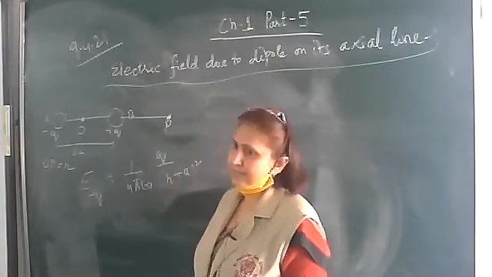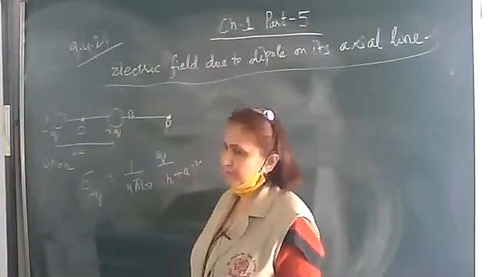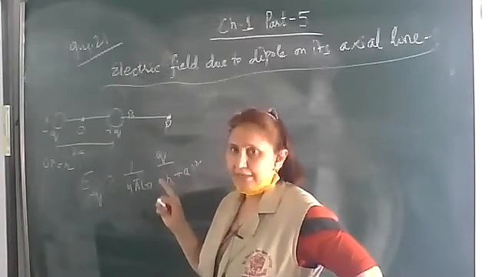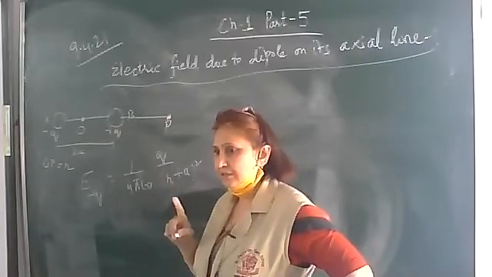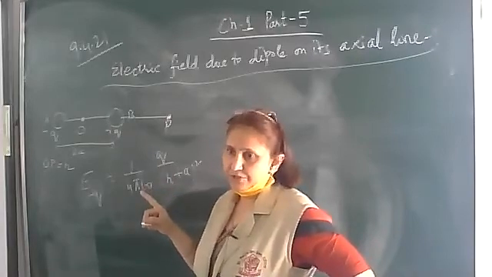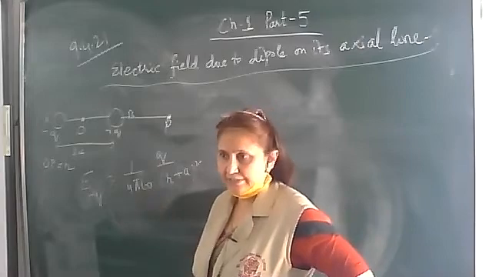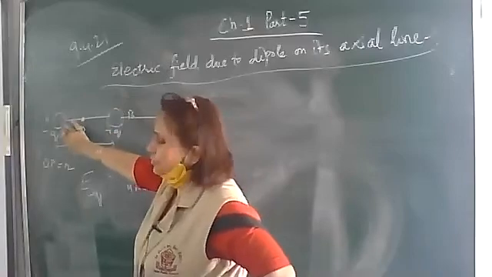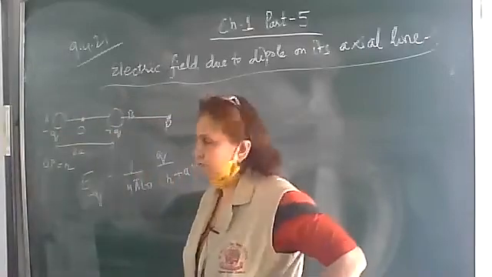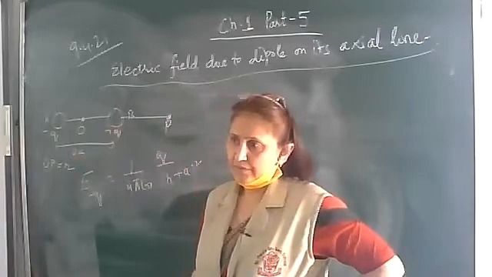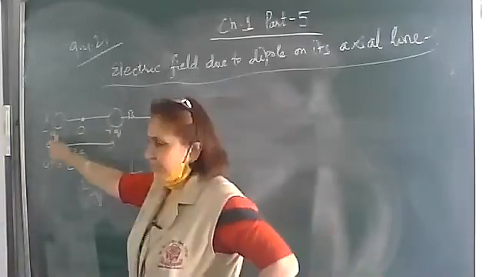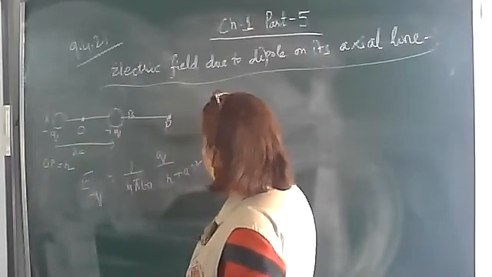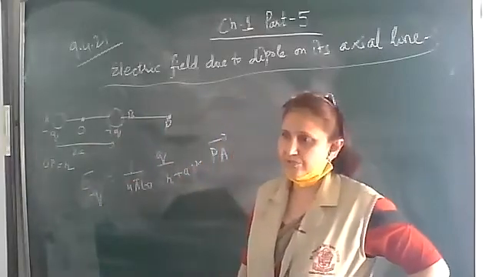Now tell me what is the direction of this electric field due to the minus q charge. We know that the electric field is pointing away from the positive charge and towards the negative charge. Forget that there is some other charge, only due to this minus q you are finding out. So what will be the direction? Along the PA vector. This is the electric field due to minus q charge.